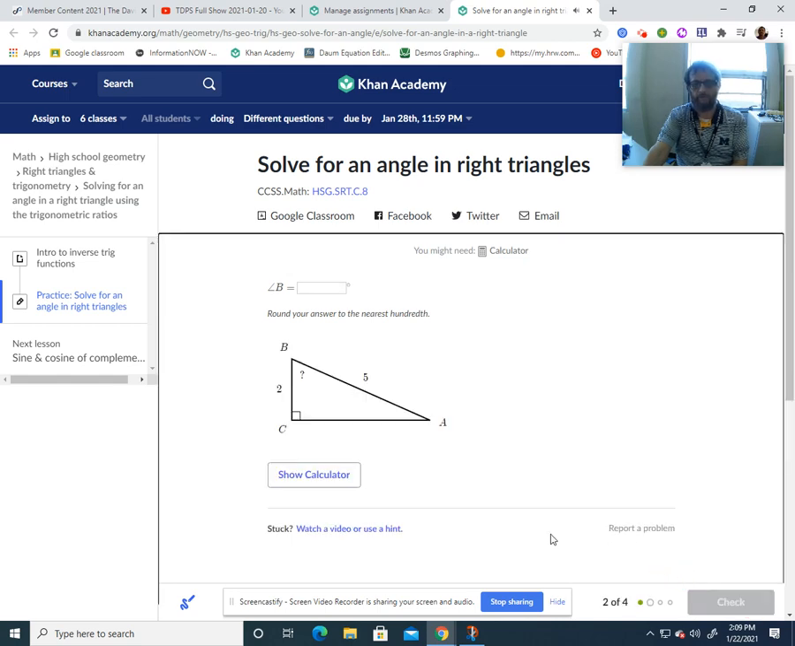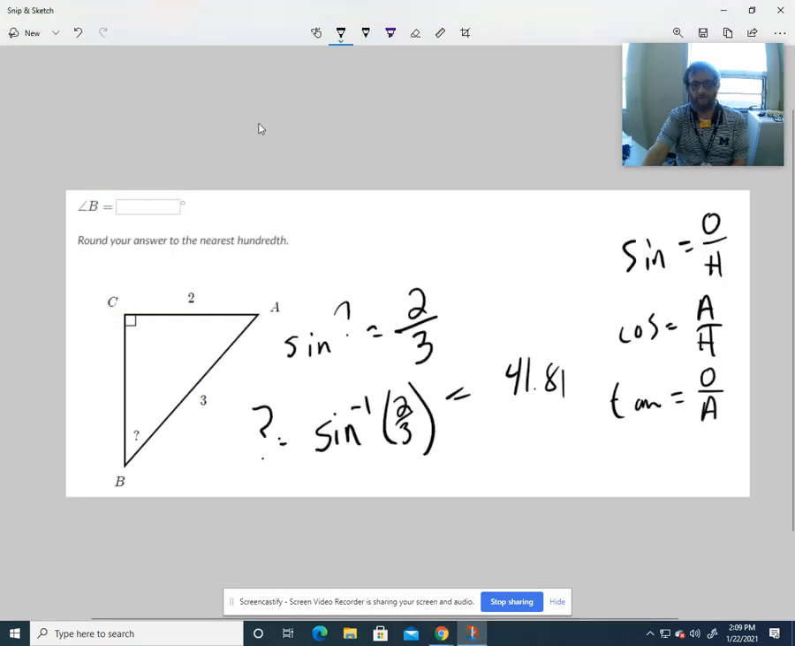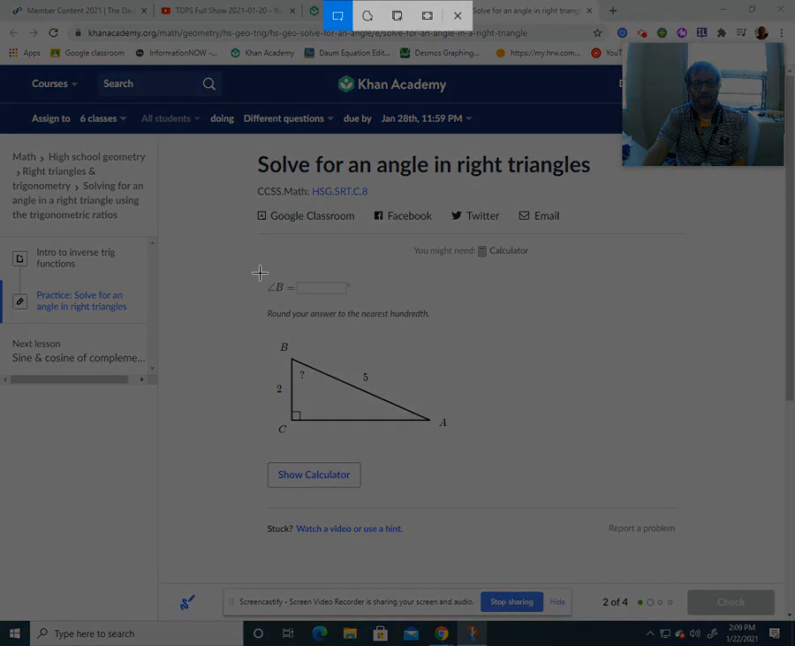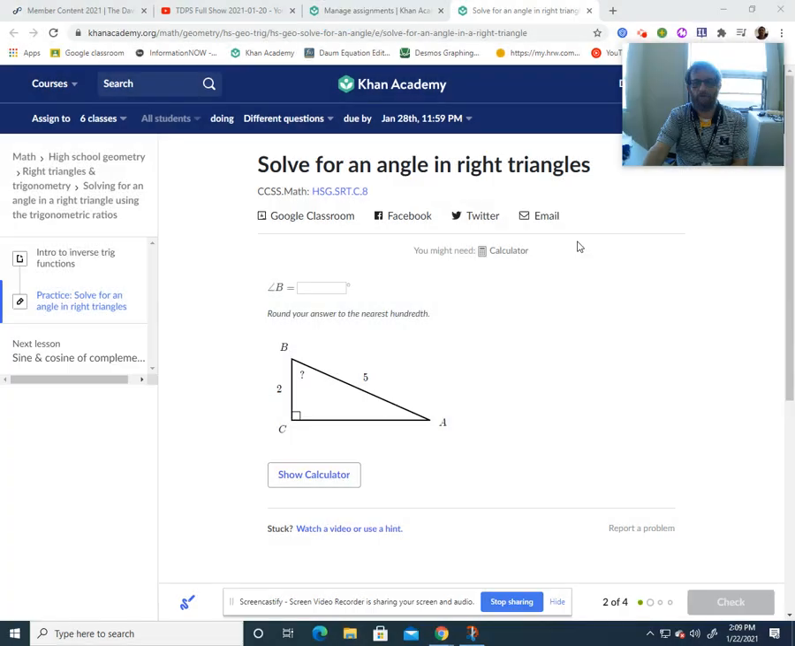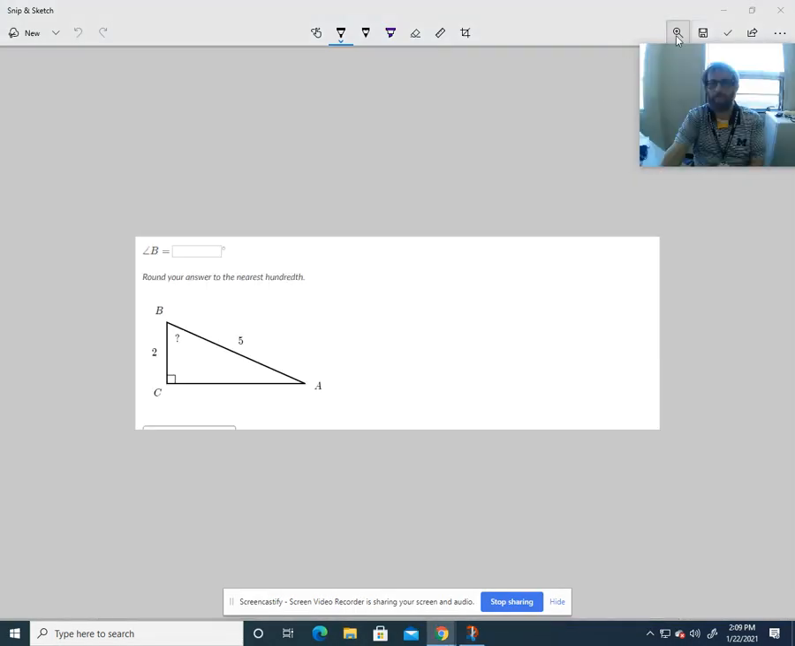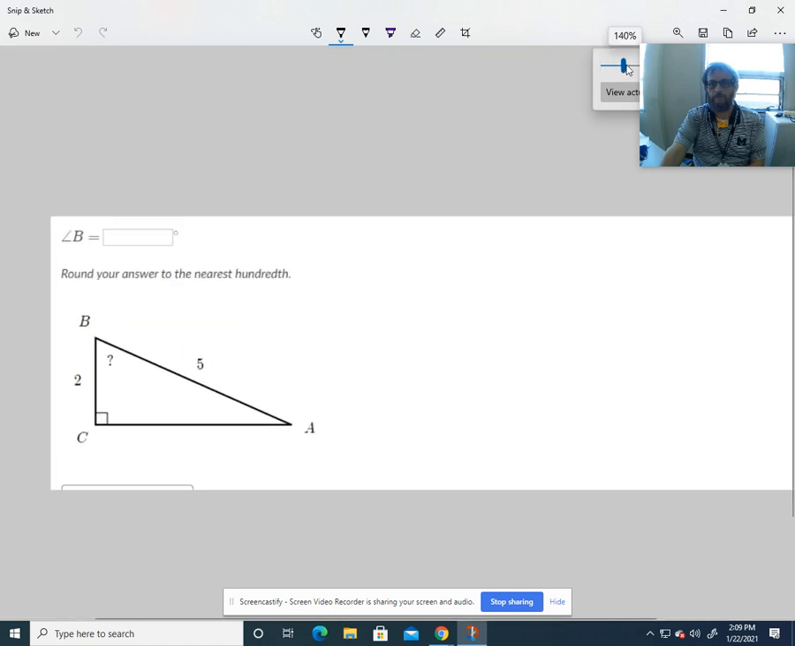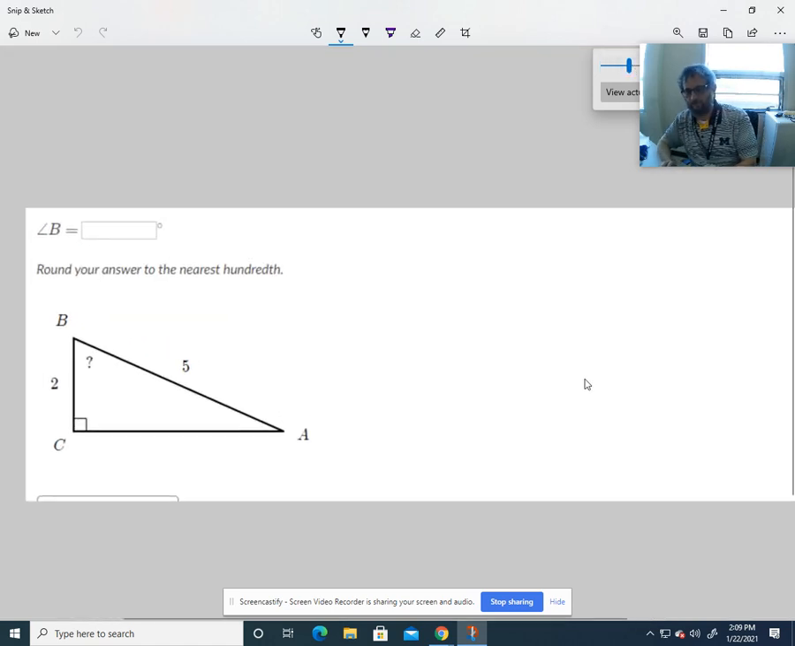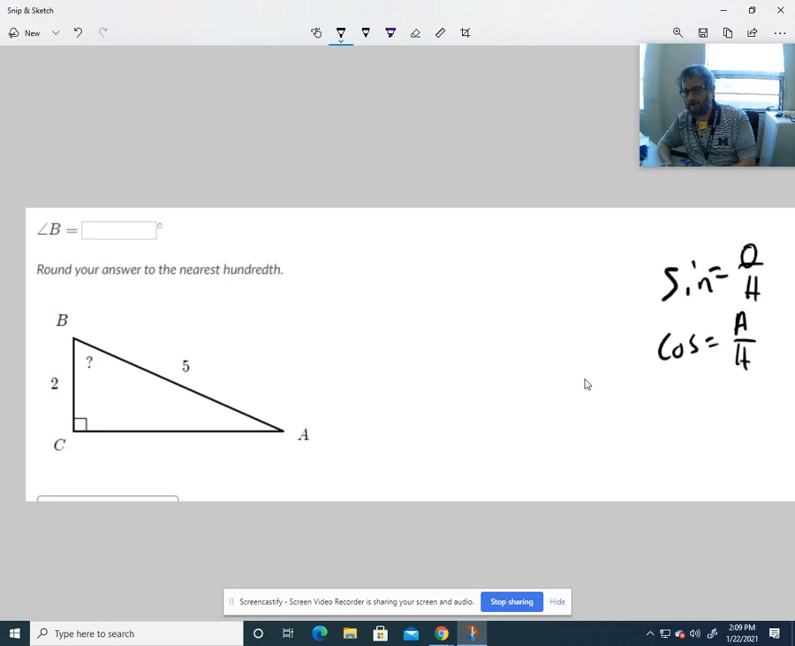Right, let's try another one. Again, let's make a copy so that I can write on it, draw a little bit bigger. All right, so again, let's review. Sine is opposite over hypotenuse. Cosine is adjacent over hypotenuse. Tangent is opposite over adjacent.